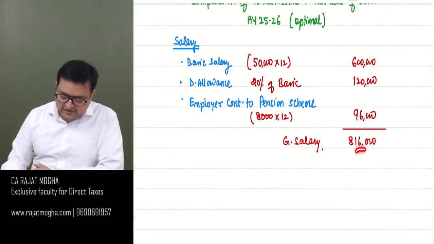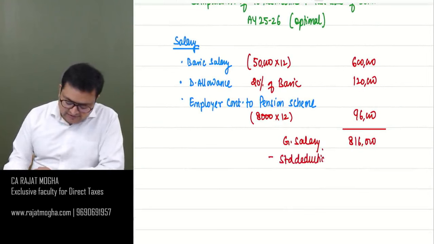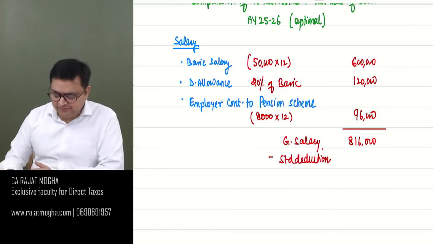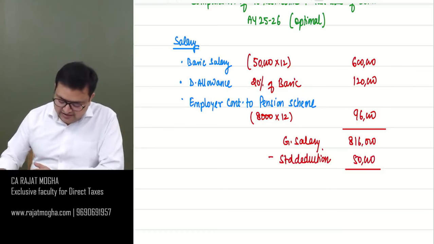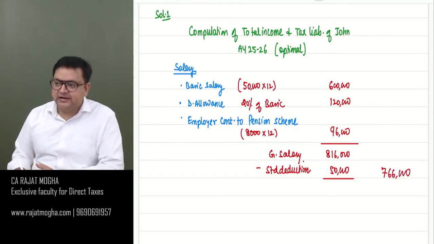Okay, this is the gross salary. And from gross salary, at least we will give the standard deduction. How much? 75 or 50? Default regime 75, normal regime 50. Correct, Shagna? 50. So the salary income comes to 7,66,000. This is our salary income.